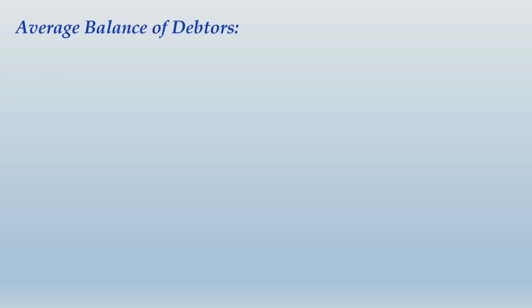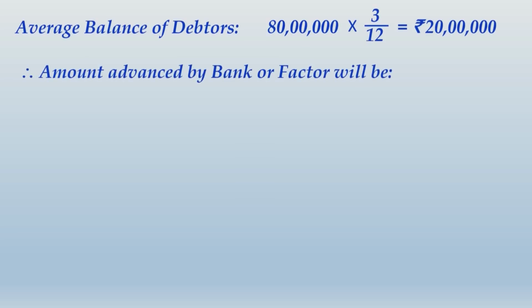First of all, in the solution, we would compute the average balance of debtors. So it will be 80 lakhs as annual credit sales, 3 months credit offered. So it will be 80 lakhs into 3 by 12, that comes to rupees 20 lakhs. The amount advanced by bank or factor will just be 80% of the average debtors balance. So that will be 80% of 20 lakhs, which works out to rupees 16 lakhs.